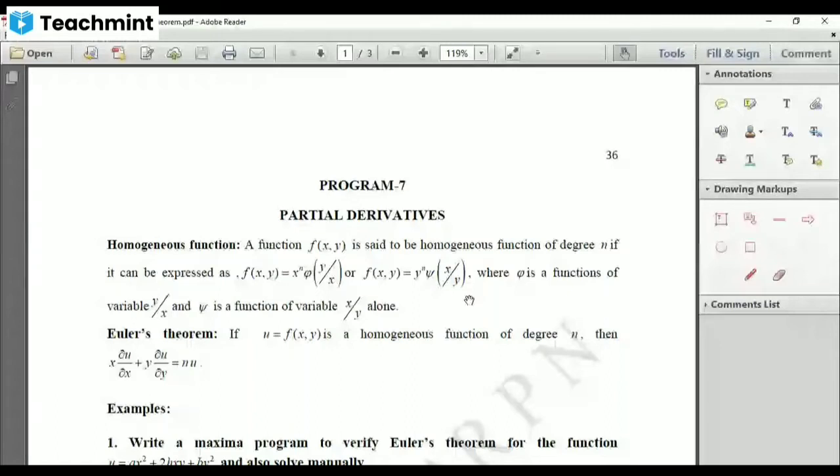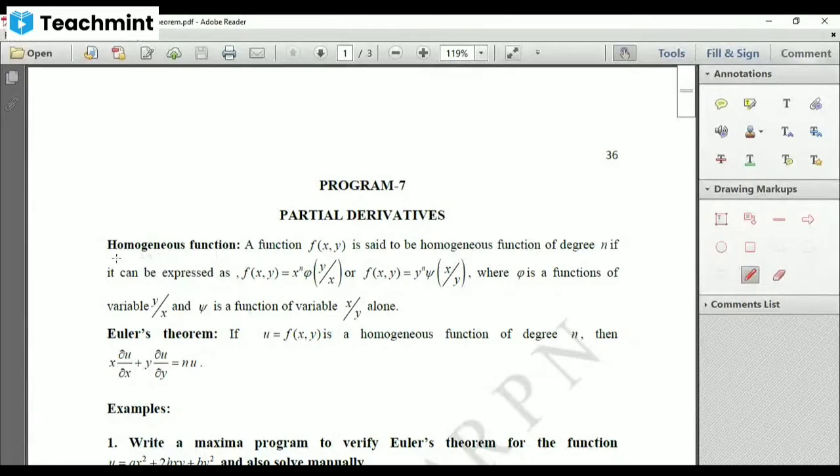Hello everyone. In today's class, we're going to learn how to write Maxima programs for topics related with partial derivatives. To begin with, first we'll write a Maxima program to verify Euler's theorem for the given function. Before starting with that, let us recall what is meant by homogeneous function.